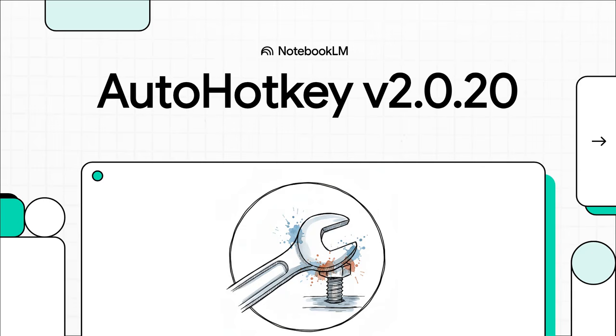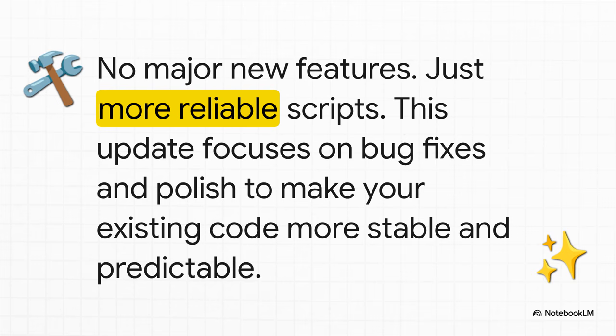All right, so there's a new AutoHotkey update out, version 2.0.20. And if you're getting ready for a whole list of flashy new commands and features, well, hold on a second. This release is about something that, honestly, is way more important. It's about making your scripts more stable and predictable. That's right. The whole point of this update is just bug fixes and polish.